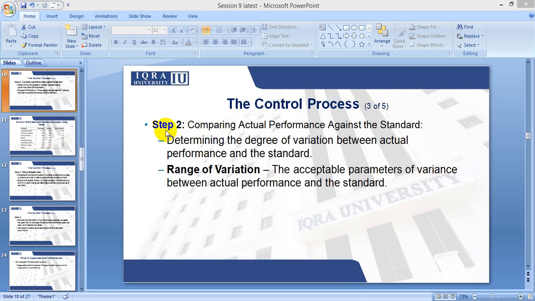Okay, then we have step number two, which is comparing actual performance against the standard. Now we are doing the comparison. What does it mean? It means that we are going to determine the degree of variation. Variation, in simpler terms, is the fluctuation or the difference that we are observing between the actual performance and the standard. We are going to look at that difference. What does range of variation mean? It's the acceptable parameter of variance between actual performance and the standard. It means how much variation is acceptable, how much we can deviate from the standard, what is the acceptable limitation. All of those things become part of the range of variation.